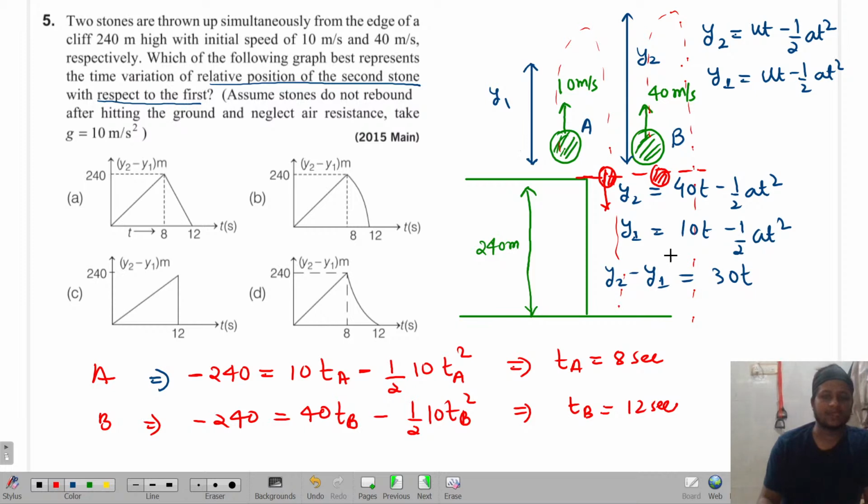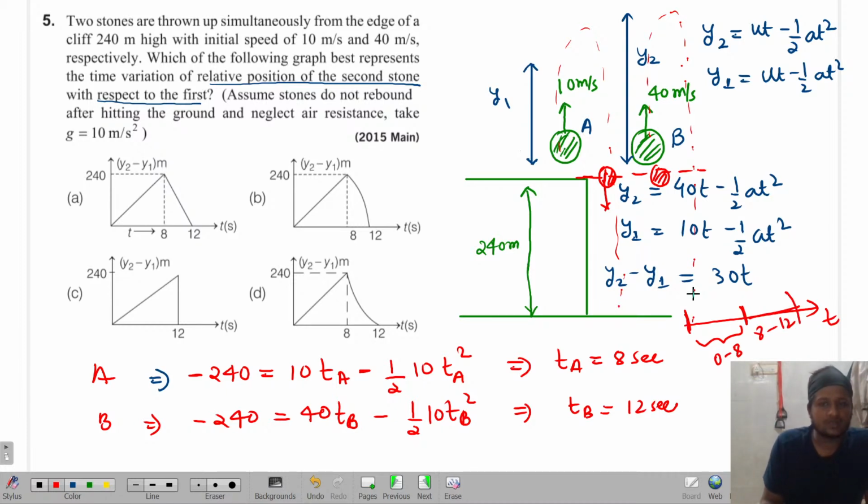Now try to see. The total time this ball is taking is how much? 8 seconds. This ball is taking how much? 12 seconds. So what is going to happen? In the time axis, let's suppose this is my time axis. Which equations will be there? So first, there will be a graph for 0 to 8 seconds. Yes or no? Then there will be a graph for 8 to 12 seconds.